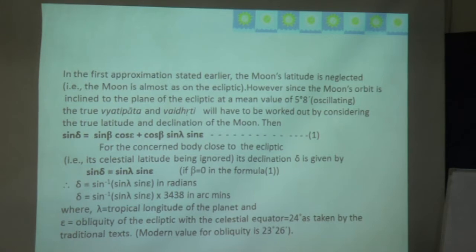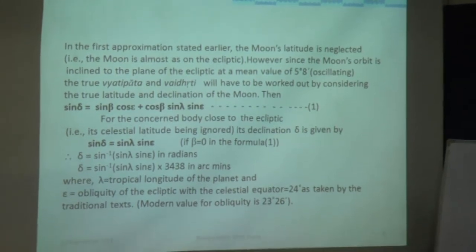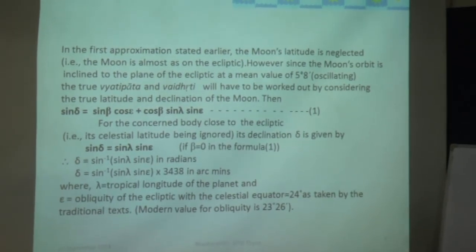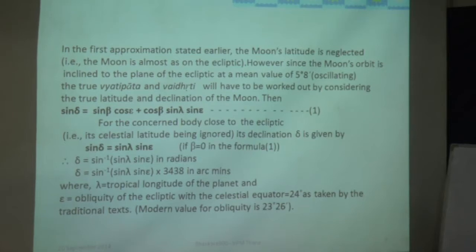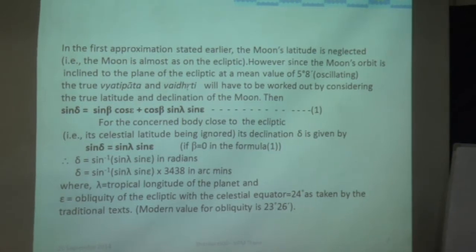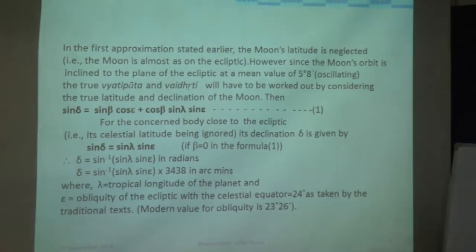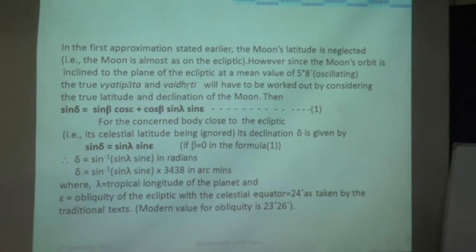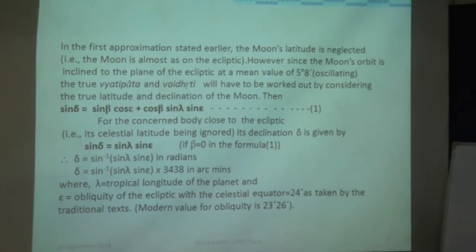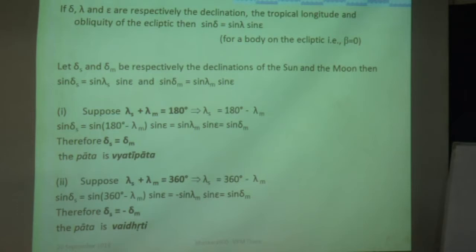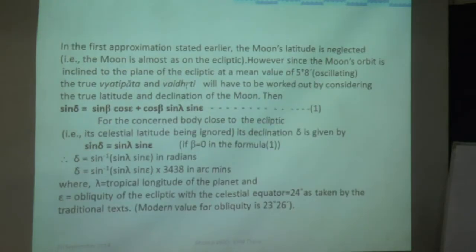In the first approximation stated earlier, the moon's latitude is neglected. But to get the correct Vyatipata and Vaidhriti, we have to work considering the true latitude and declination of the moon. Then the formula is sine delta equals sine beta into cos epsilon plus cos beta into sine lambda into sine epsilon. Here lambda is the tropical longitude of the planet and epsilon is the obliquity of the ecliptic with the celestial equator.